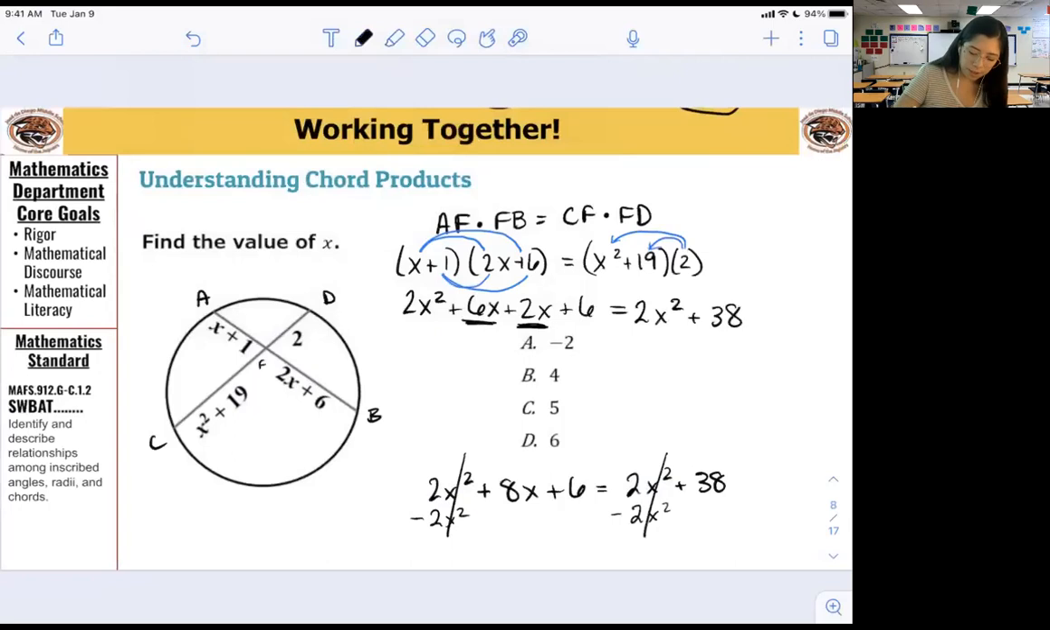So go from here, get the answer. 8x plus 6 equals 38. Everybody here can figure out the final answer. Take like 30 seconds. If you have an answer, send it in the chat.